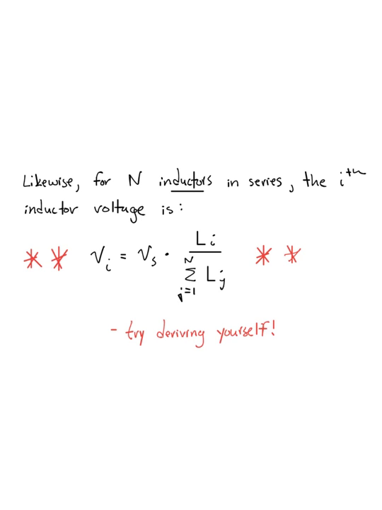And likewise, for N inductors in series, we can combine them as well. I'm not going to go through the formal proof for that. You can leave that for an exercise for yourself. The solution looks very similar to the solution we get for resistors, which shouldn't be surprising as well, because inductors combine just like resistors do in series. They just sum up. So we see that the ith voltage across the ith inductor is Vs times that ith inductance over the sum of the inductances.